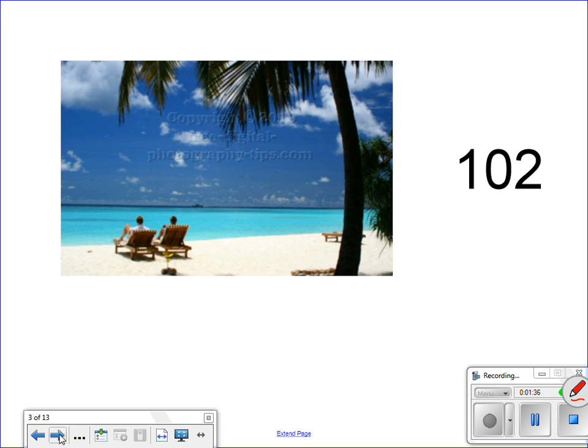Let's take a look here. We got some pictures today. Wouldn't that be nice if we were in this hot sun right now? If it's 102 degrees outside, is that above 0 or is it below 0? Is it positive or is it negative? This is going to be a positive.